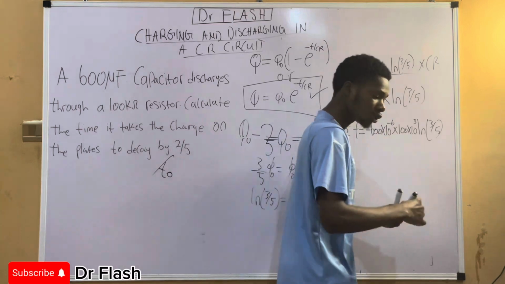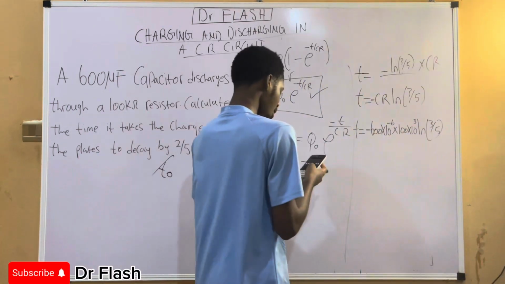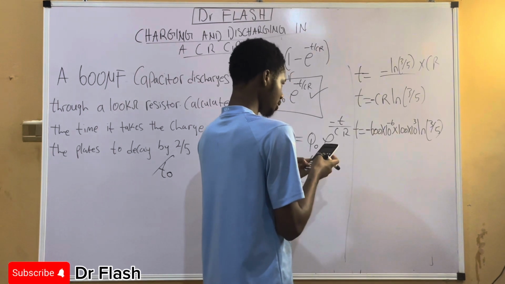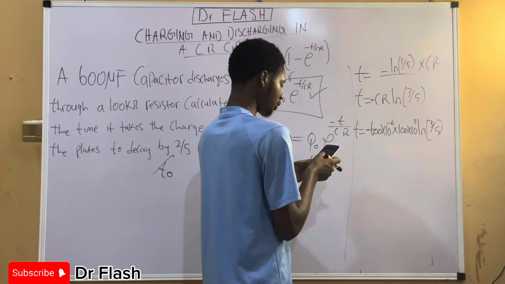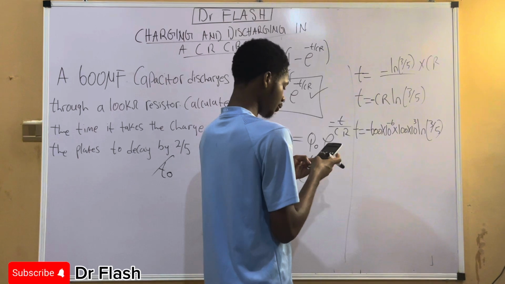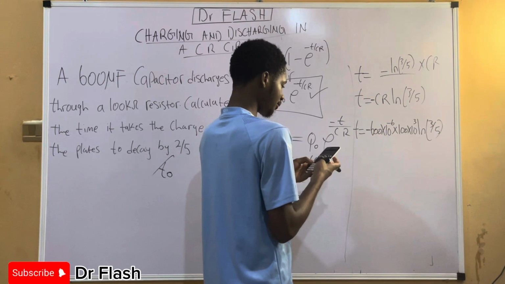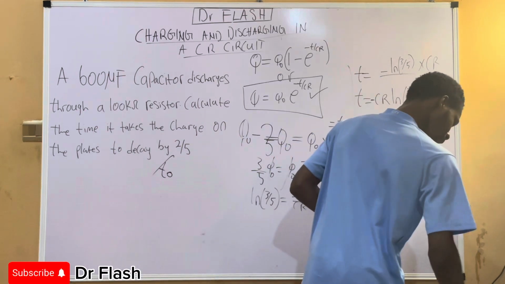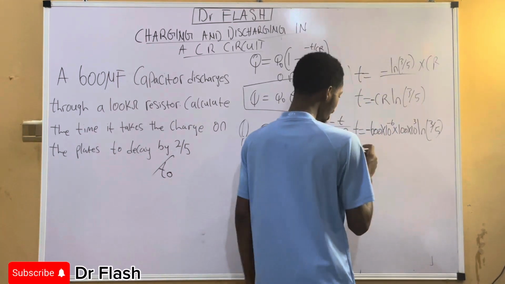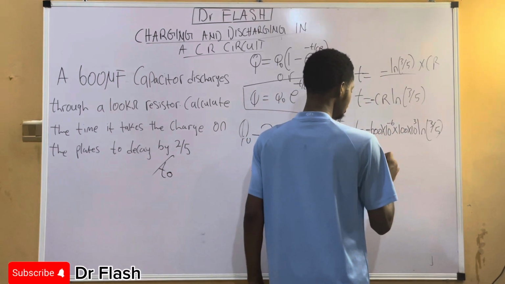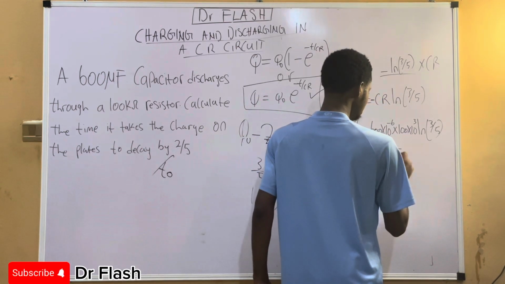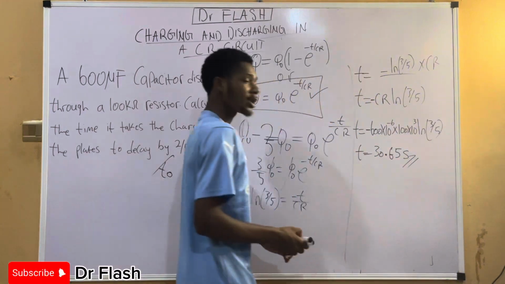Now we'll do this on the calculator. I have minus 600 times 10 to the power of minus 6 times 100 times 10 to the power of 3 times the ln of 3/5. I'm going to get a value of 30.65 approximately. So T is equal to 30.65 approximately seconds. So that is how a problem like this is solved.